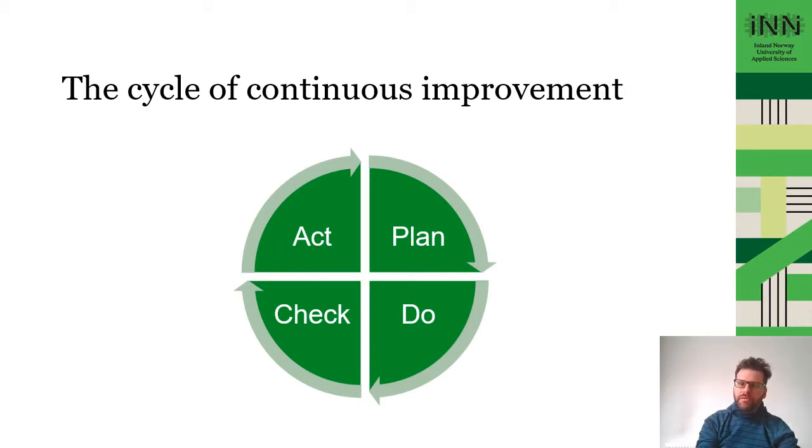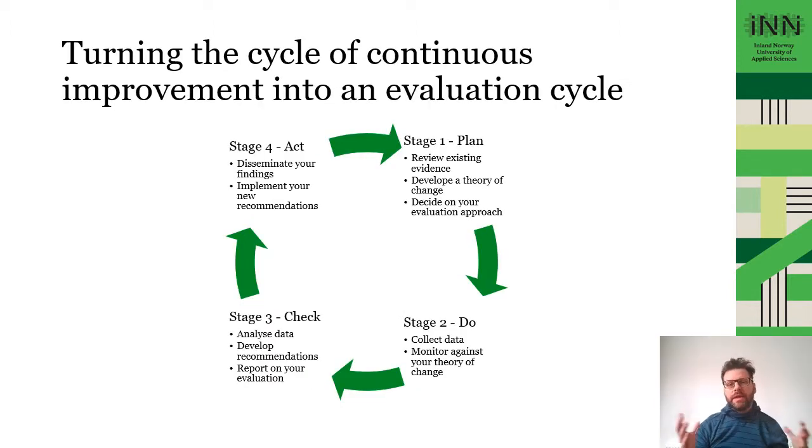So we never get a course right in the first go. It always continues to improve, it always continues to develop, and that's why we've got this idea of a cycle of continuous improvement. Now, there are various ways that we can think about the evaluation cycle, but what we've done here is to turn the cycle of continuous improvement into an evaluation cycle.